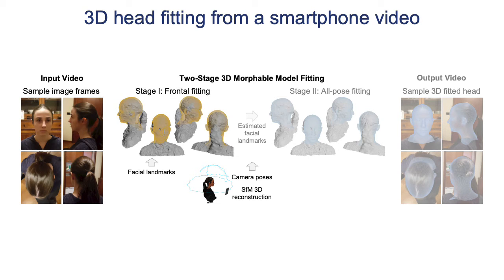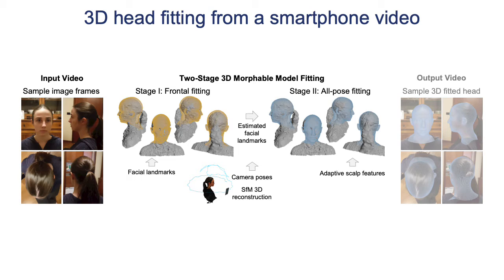In stage 1, we use the structure for motion reconstruction and the frontal frames to determine an initial fit of the head using only facial landmarks extracted by traditional detectors. In stage 2, we define adaptive scalp features using the silhouette of the 3D reconstruction at each frame to provide additional information on the scalp shape.